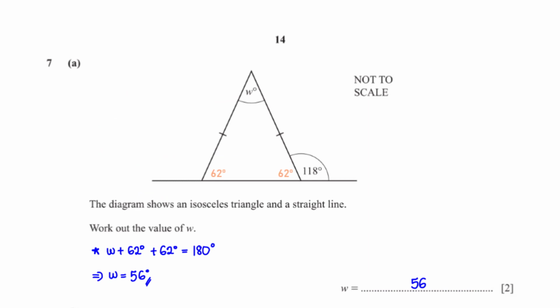The diagram shows an isosceles triangle and a straight line. Work out the value of W. The sum of the angles on a straight line add up to 180 degrees. So to get this angle, we subtract 118 degrees from 180 degrees, which gives us 62 degrees. Base angles in an isosceles triangle are equal. The sum of the angles in the triangle must add up to 180 degrees. So we have W plus 62 equals 180. When we make W the subject, we get W equals 56 degrees.